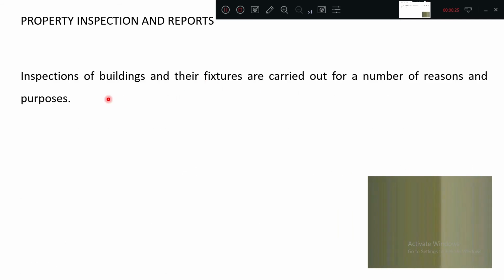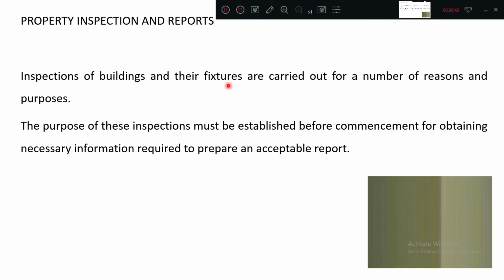Inspection of buildings and their fixtures and components is carried out for a number of reasons. Inspection is always done to know where repair work is necessary or not necessary, where preventive or corrective work is necessary. The purpose of these inspections must be established before commencement, for obtaining the information. The purpose means what? Day-to-day checking or critical checking.